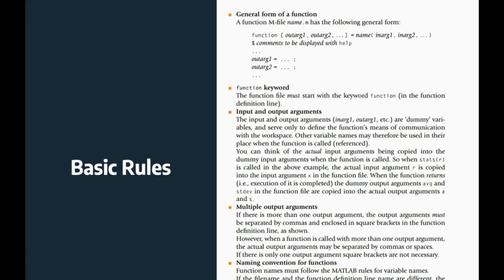Naming convention for functions, you know that. Function names must follow the MATLAB rules for variable names. If the file name and the function definition line name are different, then the internal name would be ignored. Now that's what I mentioned as help text. When you type help, then after that the function name, in this case df of x, MATLAB will display your comment lines that appear between the function definition line and the first non-commented or executed line.